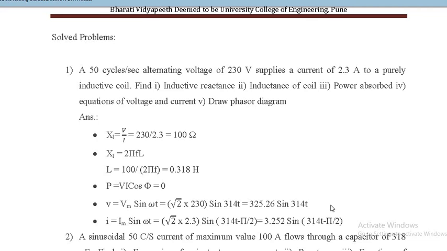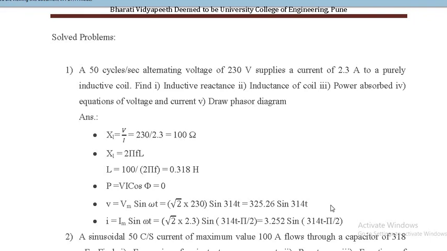Here XL will be equal to V by I because it is a purely inductive circuit. I hope you remember the last lecture, wherein we dealt with a chart in which one branch was the purely resistive circuit, another was the purely inductive circuit, and the last one was the purely capacitive circuit. So we are talking about the middle branch. This is the purely inductive circuit.